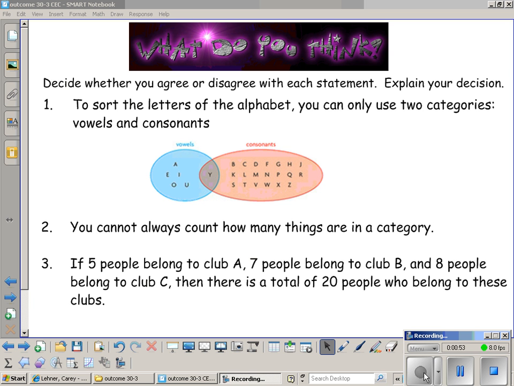And if 5 people belong to Club A, 7 people belong to Club B, and 8 people belong to Club C, then there is a total of 20 people who belong to these clubs. Do you agree or disagree? Now, we're not going to discuss the answers at this point in time. These are things that you are going to learn over the course of the next few lessons. And hopefully you will be able to come back and reflect on these and see if your answers still stay the same or if you would like to change what you think about these statements.